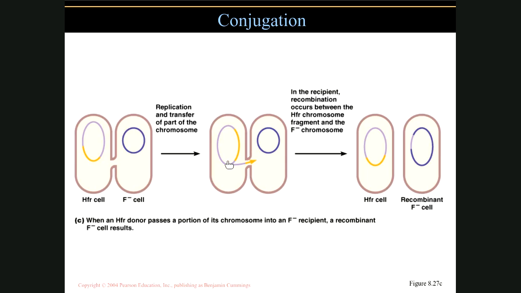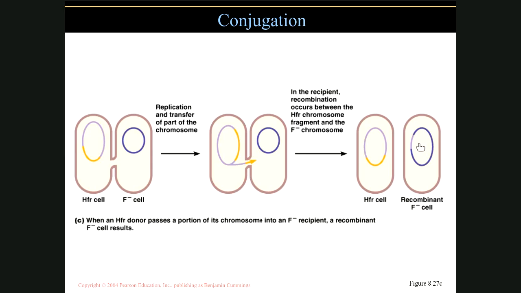So the F minus cell remains F minus. It is a recombinant cell because it has acquired some new DNA, which may or may not be beneficial, but it's chromosomal DNA from the HFR cell. It does not include the fertility plasmid. So when the HFR conjugates with an F minus, the F minus cell stays F minus, but it has acquired new DNA, so it's a recombinant cell. This new DNA may contain a beneficial trait.